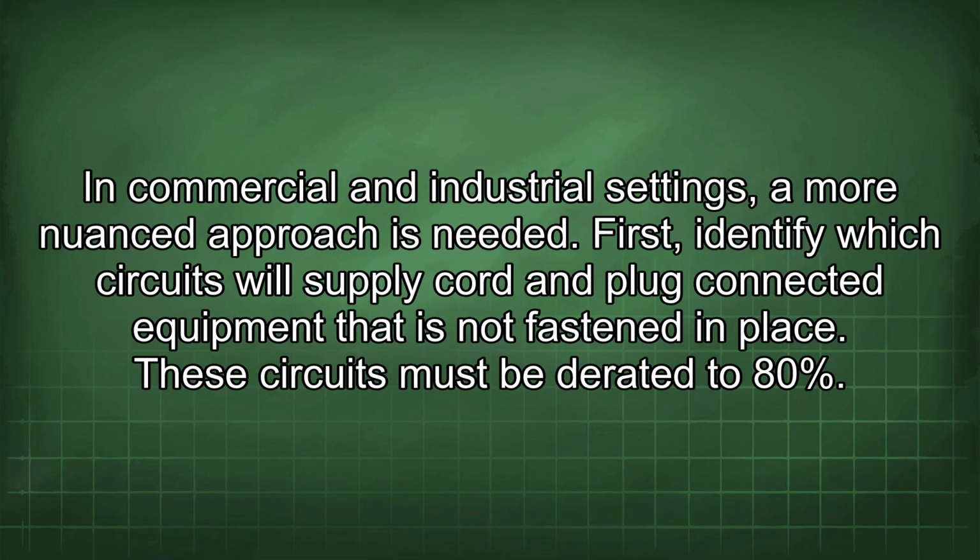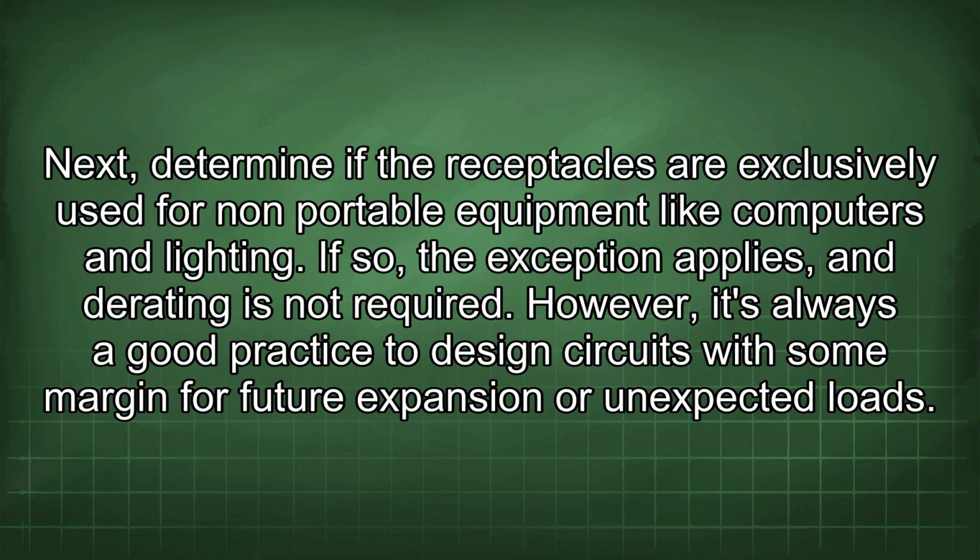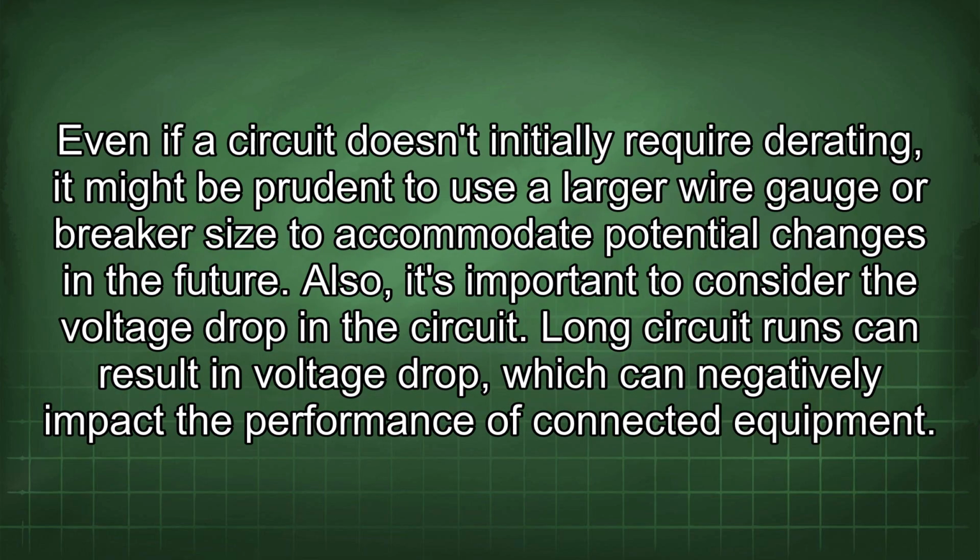In commercial and industrial settings, a more nuanced approach is needed. First, identify which circuits will supply cord and plug connected equipment that is not fastened in place. These circuits must be derated to 80%. Next, determine if the receptacles are exclusively used for non-portable equipment like computers and lighting. If so, the exception applies and derating is not required. However, it's always a good practice to design circuits with some margin for future expansion or unexpected loads. Even if a circuit doesn't initially require derating, it might be prudent to use a larger wire gauge or breaker size to accommodate potential changes in the future.